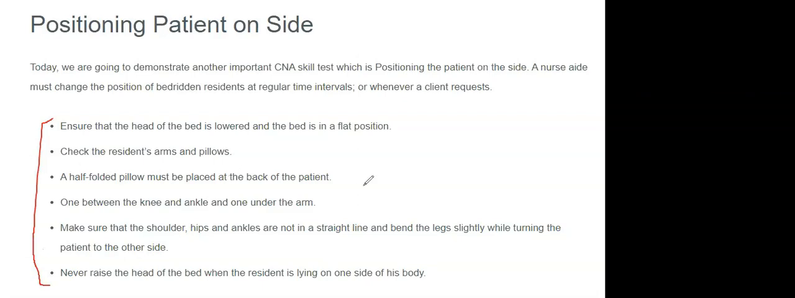Ensure that the head of the bed is lowered and the bed is in flat position. Check the resident's arms and pillows. Half folded pillows must be placed at the back of the patient, one between the knee and ankle and one under the arm. Make sure that the shoulder, hips, and ankles are not in a straight line and bend the legs slightly while turning the patient to the other side. Never raise the head of the bed when the resident is lying down on one side of his body.